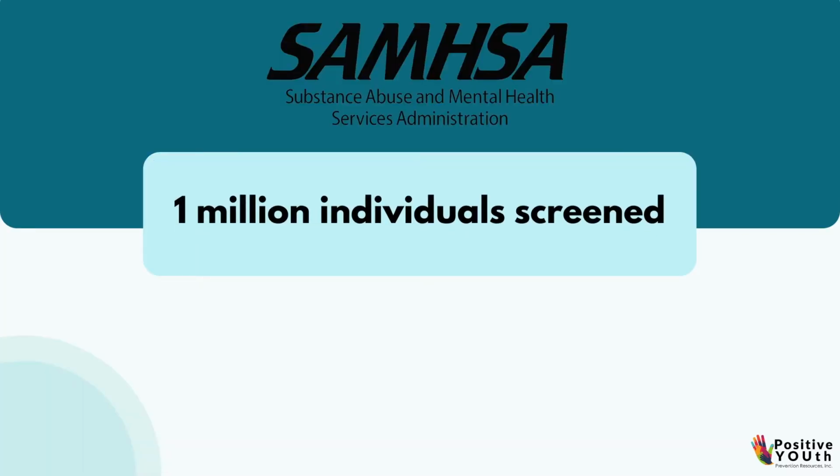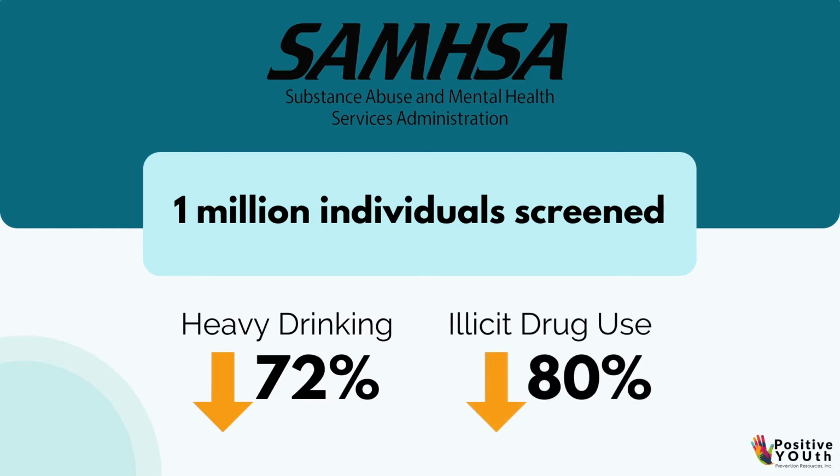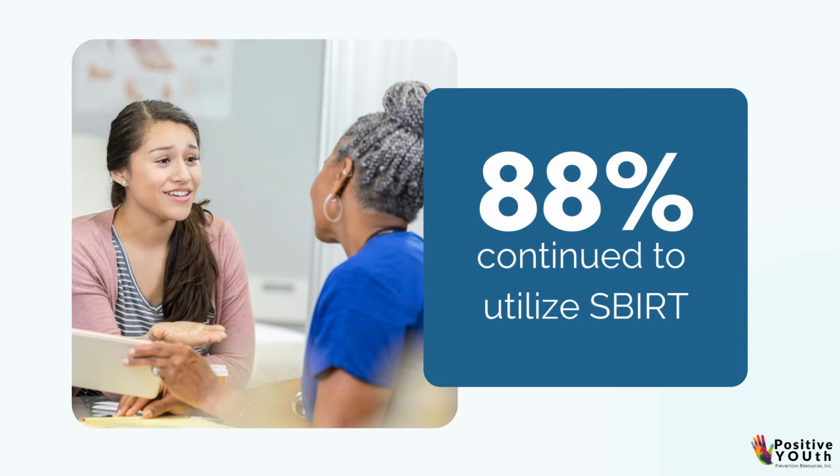When SAMHSA, which is the U.S. Substance Abuse and Mental Health Services Administration, conducted a 5-year study on SBIRT, there were over 1 million individuals screened. Heavy drinking declined 72%, and illicit drug use declined by 80%. Even after the grants expired, 88% of the agencies continued to utilize SBIRT.